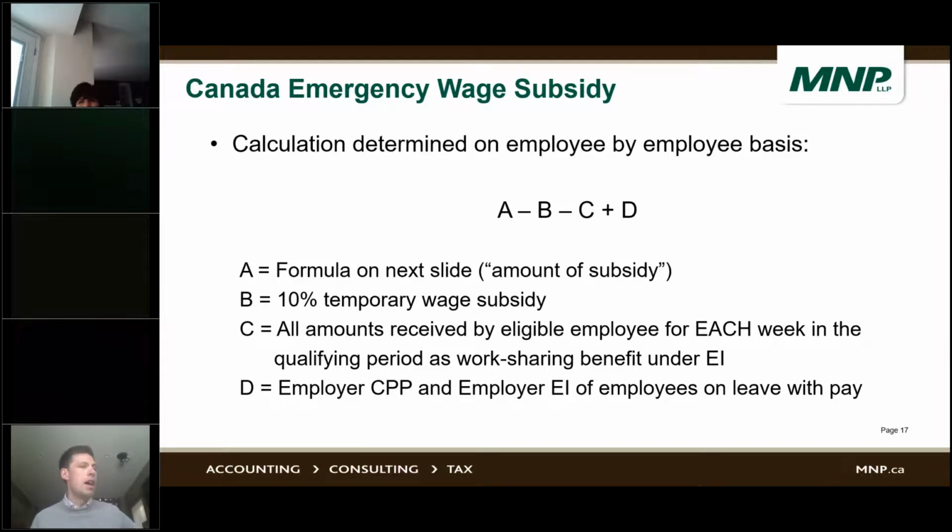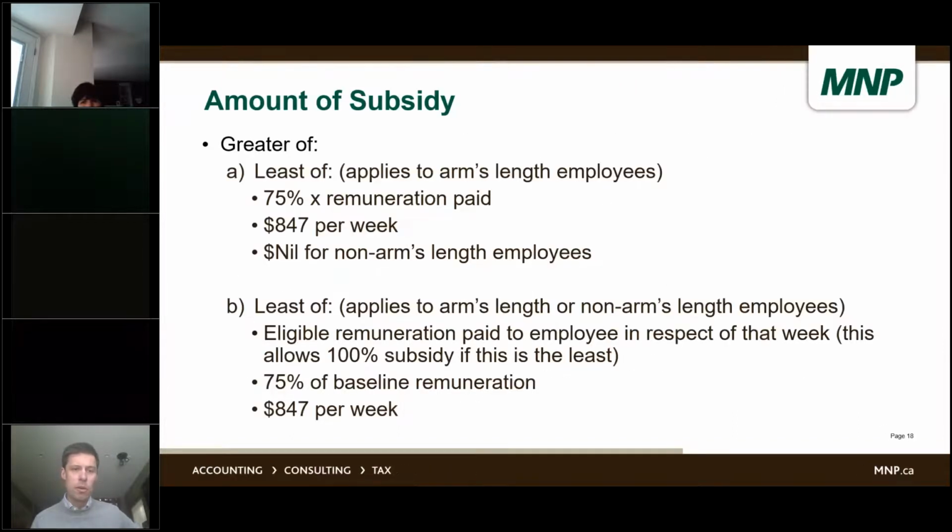This wage subsidy is determined by a formula, but in essence, the subsidy amount is the greater of the least of 2 different things. And in essence, that's 75% of the actual amount that you paid your employees during this period, up to a maximum of $847 per week, with a special rule for parties that deal not at arm's length, being owners and management in particular.